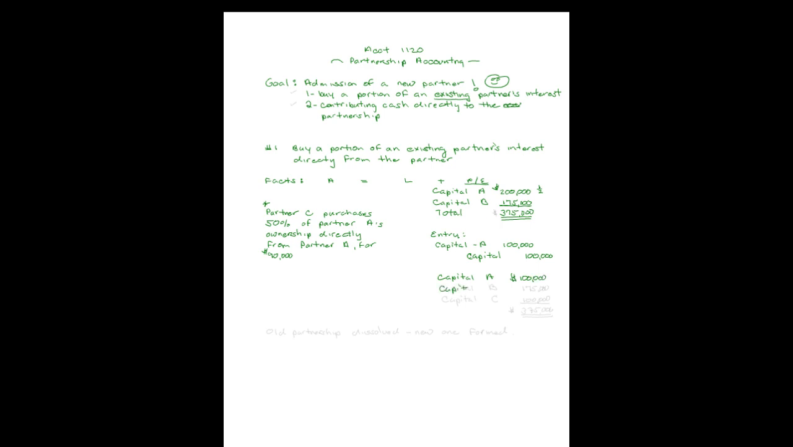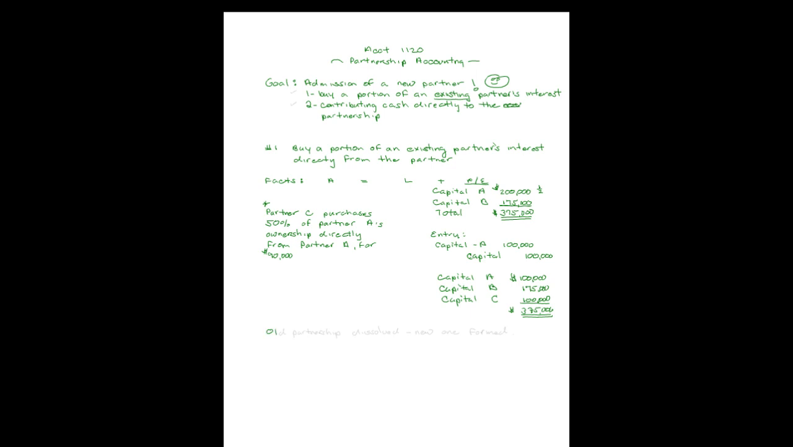Capital of Partner B will remain unchanged at $175,000. We'll have a new partner, capital C, and they'll have $100,000. Total capital was $375,000 before the transaction, and it was $375,000 after the transaction. The partnership didn't receive the funds. It was a transaction between Partner A and Partner C.